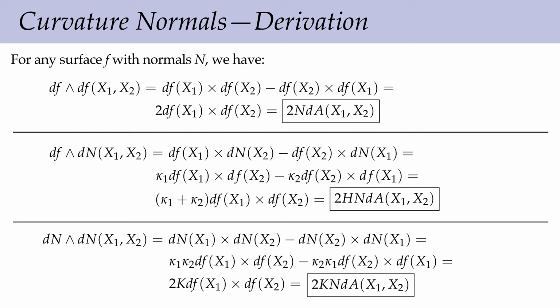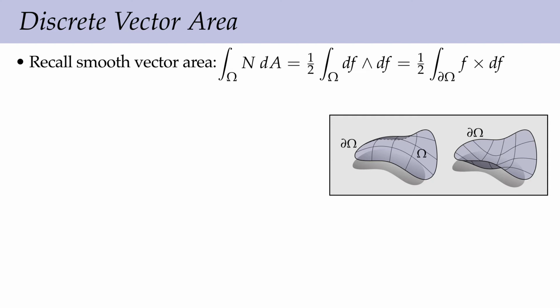What does this look like in the discrete setting? Okay, so recall again that we can write the smooth vector area as the integral of the normal over a surface. And by Stokes' theorem, that's the same as integrating over the boundary the position of the surface times the tangent divided by 2. So how can we get a discrete version of this quantity?